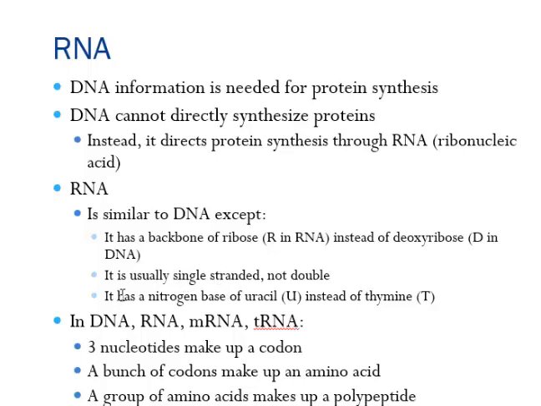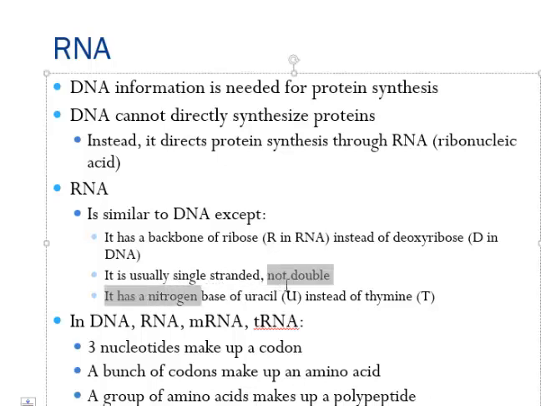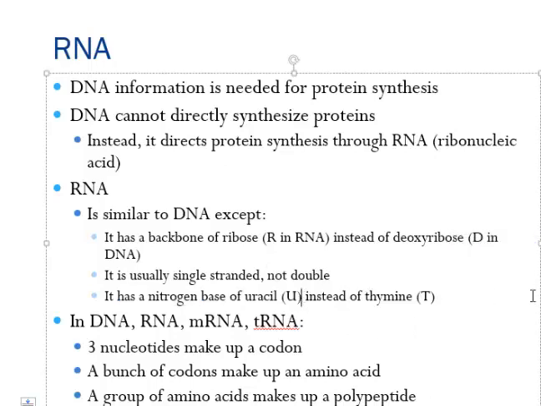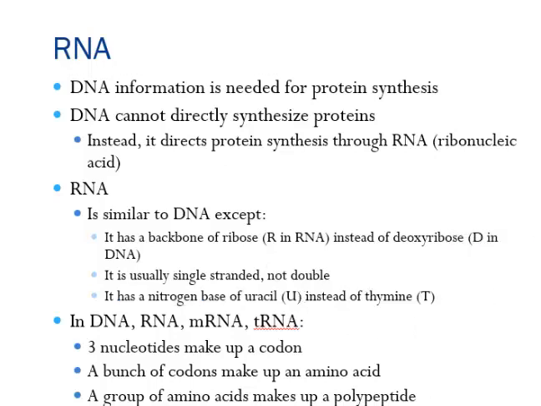The other distinction is that instead of the T, the RNA has a U, uracil. So instead of the T going with the A, it's the U going with the A. And the C and the G are the same. That's just, again, one subtle distinction between DNA and RNA.